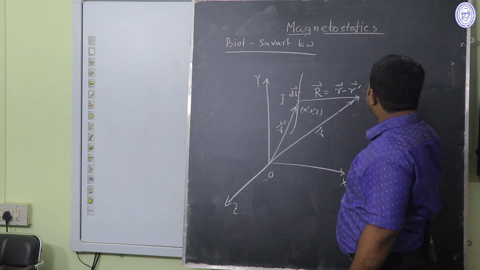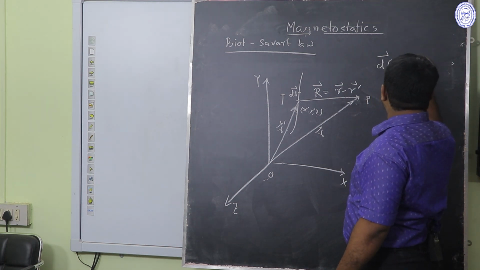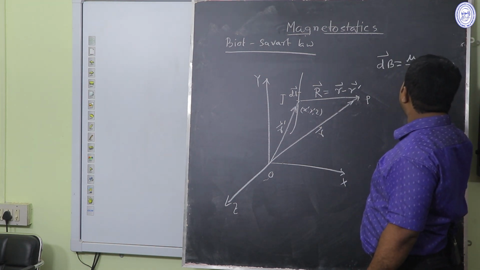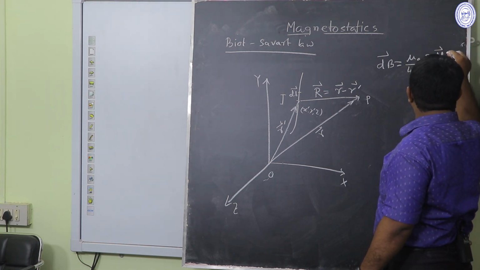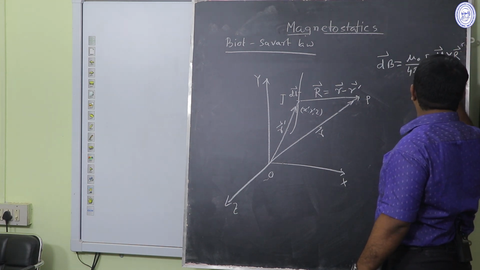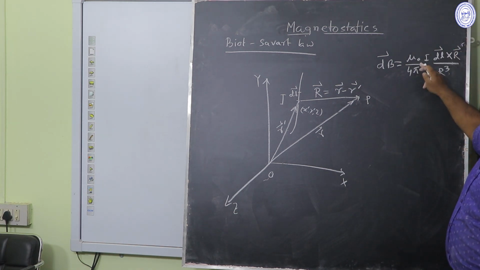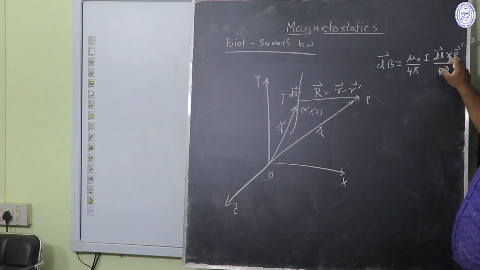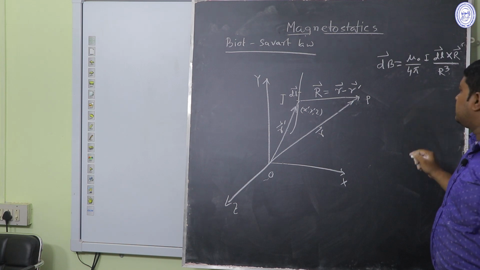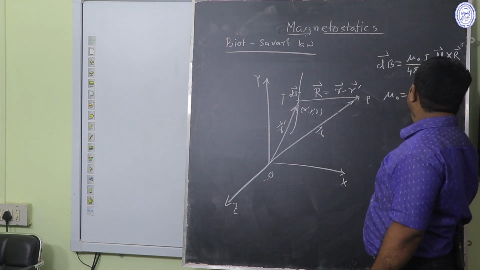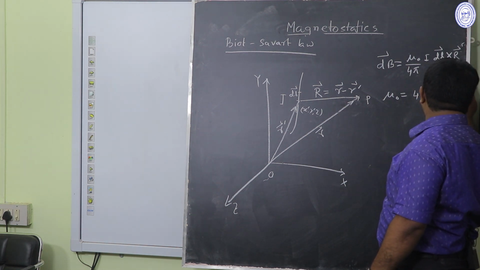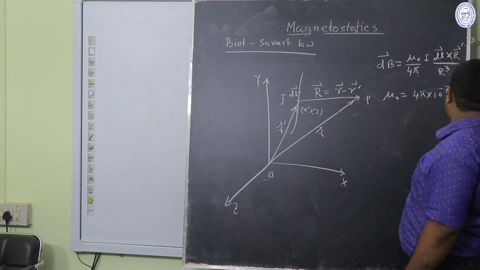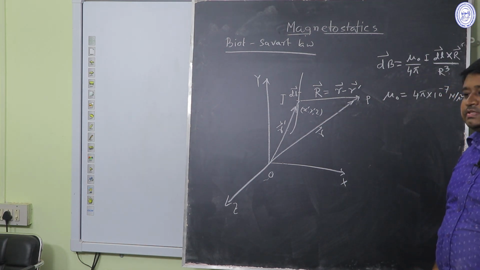Now, according to Biot-Savart law, the magnetic field at point P due to the elementary length dl can be written as dB equal to mu 0 by 4 pi I dl cross R by R cube, where mu 0 is equal to 4 pi into 10 to the power minus 7 Newton per ampere square. This is called free space permeability.